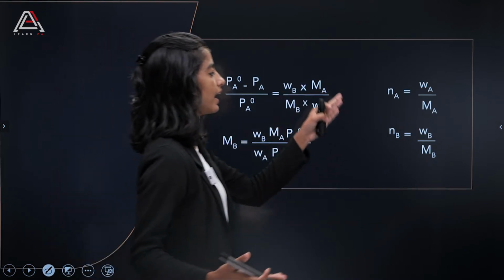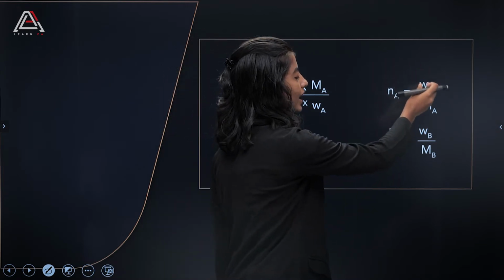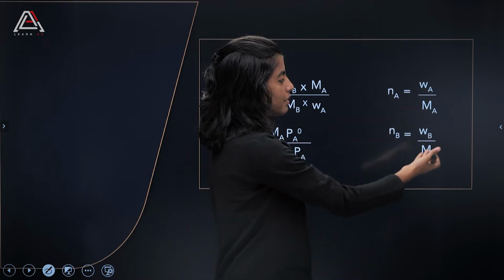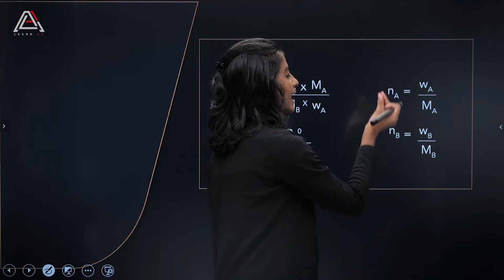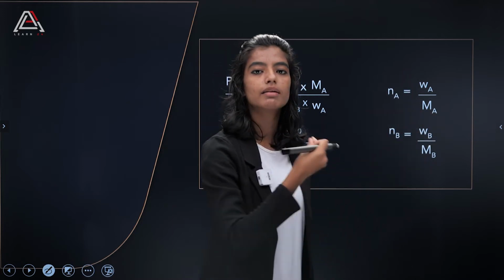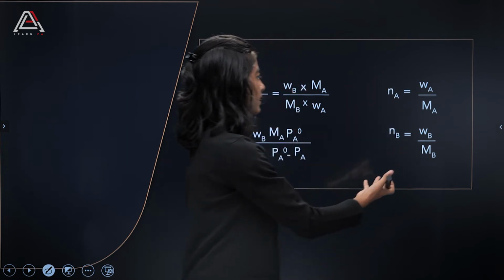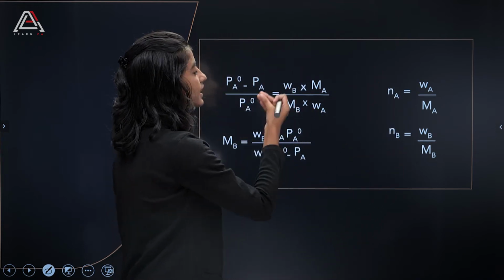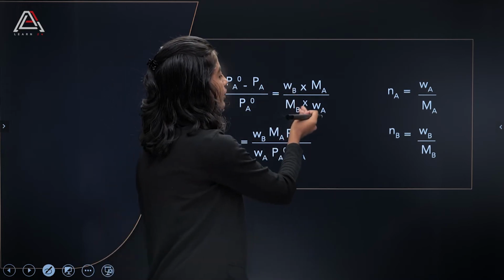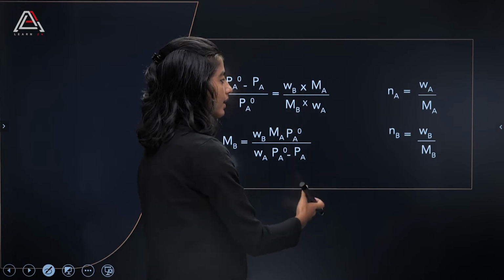Now NA and NB. NA is the given mass of A divided by molar mass of A, given mass divided by molar mass. Similarly, NB is the given mass of B divided by molar mass of B. We got the values of NA and NB. Just substituting that and on cross multiplication, I will get WB into MA divided by MB into WA.